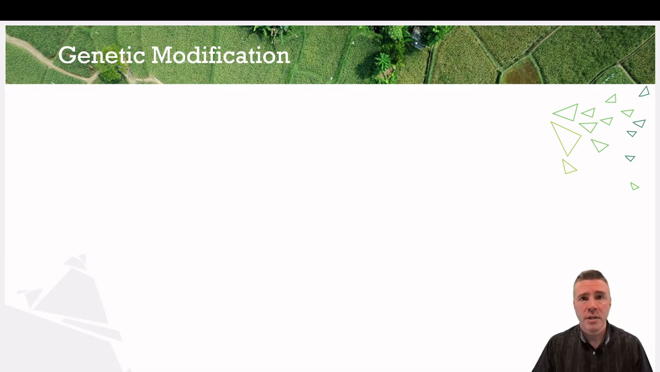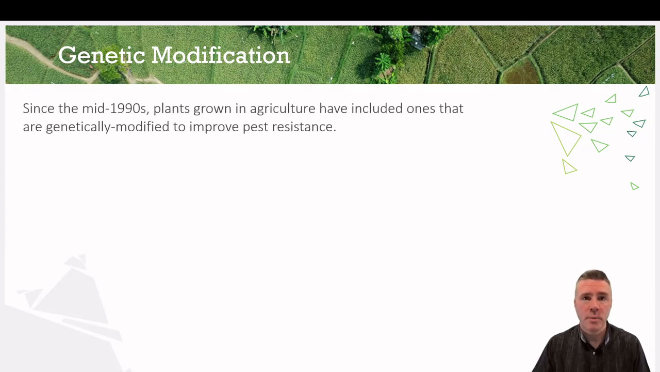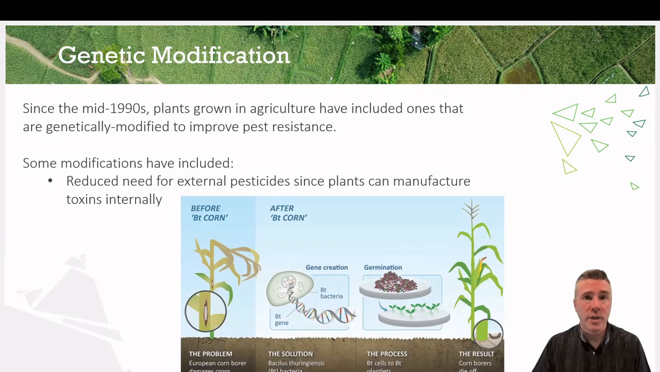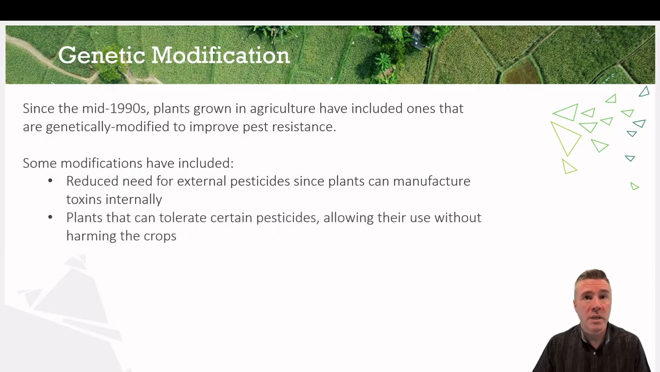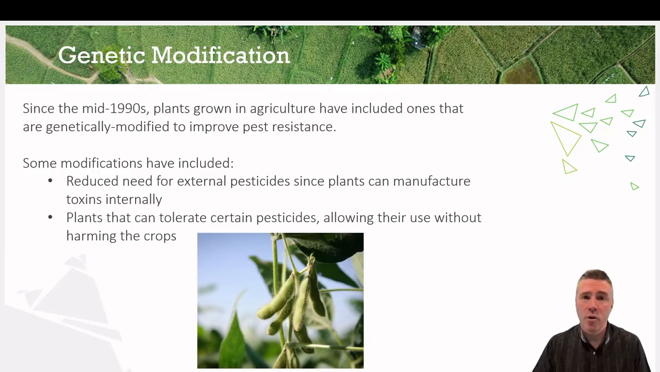Genetic modification has played a major role in pest management since the 1990s, particularly through traits that improve resistance. Some genetically modified crops are able to produce internal toxins, such as the Bt proteins found in Bt corn, which target caterpillar pests like the European corn borer. Other crops, such as glyphosate-tolerant soybeans, are engineered to survive herbicide applications that kill surrounding weeds, enabling more efficient weed control.